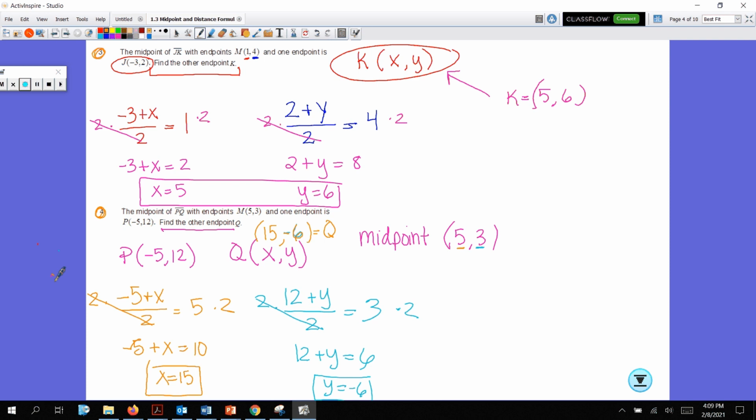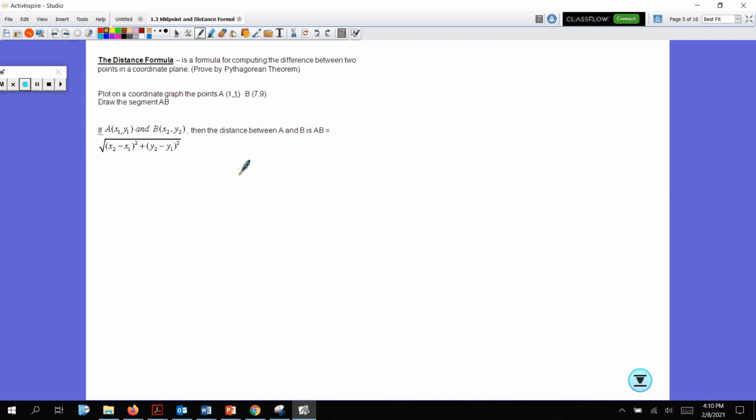Now, take a breath because the distance formula is a bear. Okay, please make note, the distance formula is a formula for computing the distance between 2 points in a coordinate plane, proven by the Pythagorean theorem.